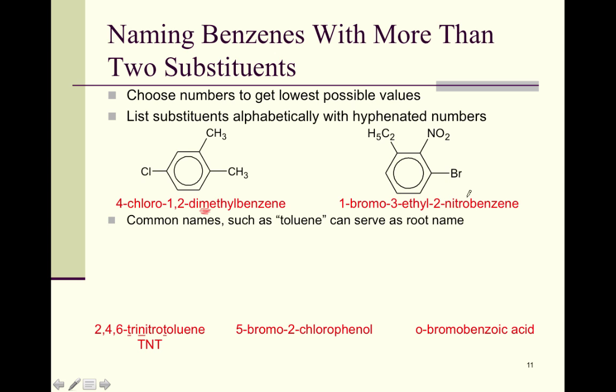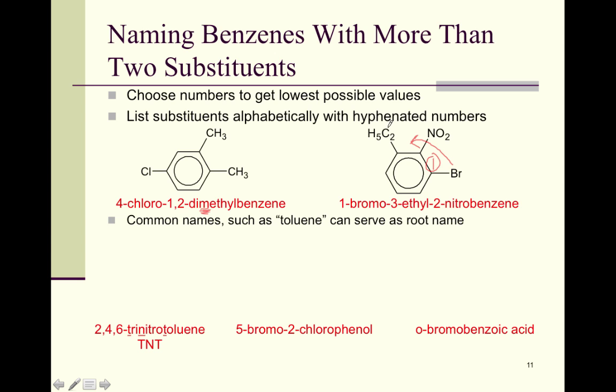1-bromo, 3-ethyl, 2-nitrobenzene. In this case, we have a 1, 2, 3 situation going either clockwise or counterclockwise. So if we were given the structure and asked to name it, we see we have an ethyl and we have a bromo. If I were looking at which one would have priority over the other, because they're equal priority, it'd be alphabetical at this point. So bromo gets to be on carbon number 1, and the direction must go in here counterclockwise.